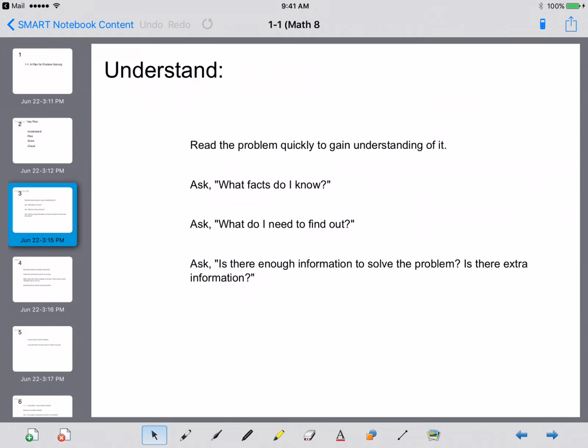And is there enough information to solve the problem? So are we missing something? Is this problem totally unsolvable? Or is there extra information? Is it telling me things that I really don't care about, that don't matter to me when trying to get an answer to whatever question we're looking for?